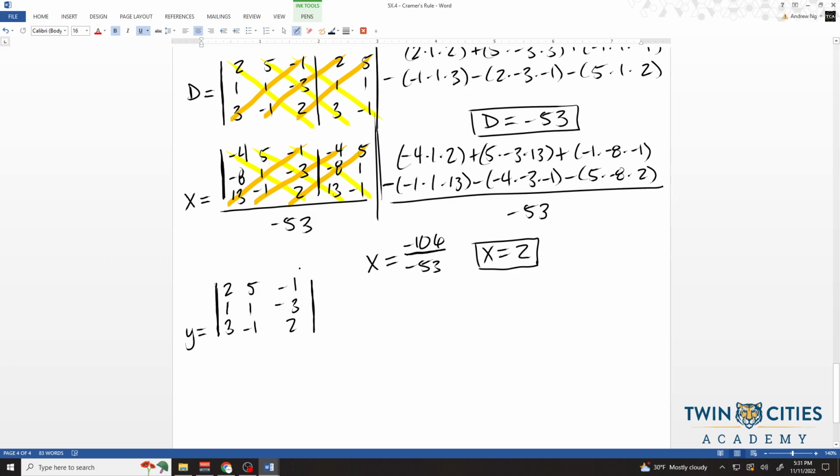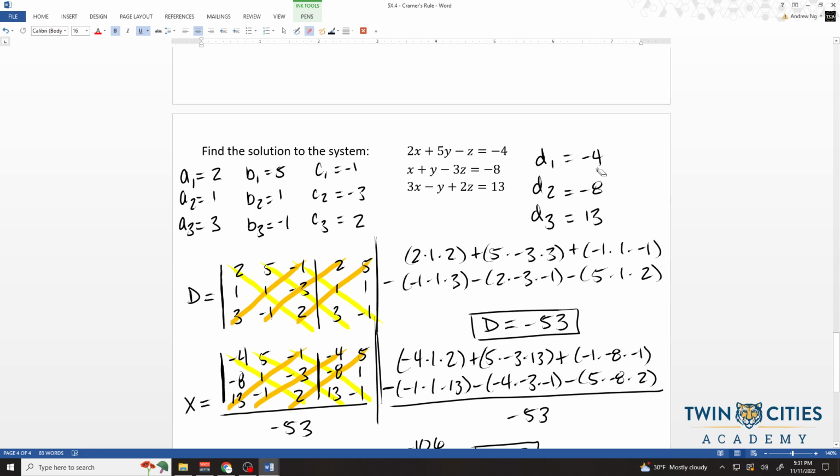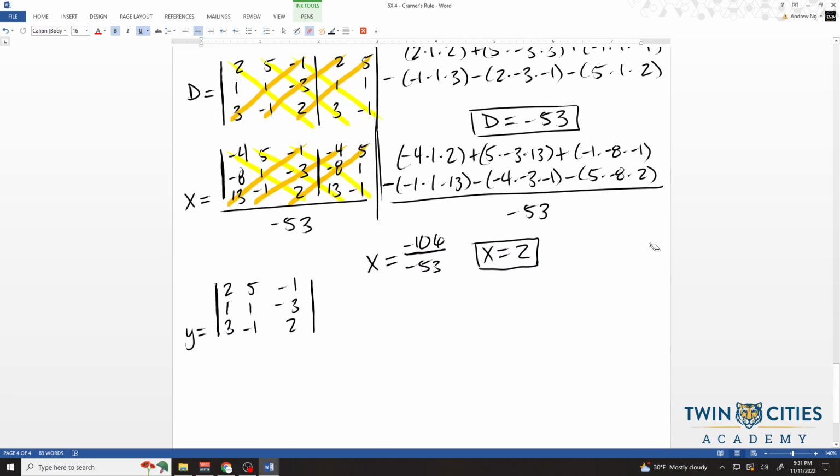Okay, except I am finding y. So I'm going to replace the coefficient on y, 5, 1, negative 1, with d, negative 4, negative 8, and 13. So replacing this here with negative 4, negative 8, and positive 13.